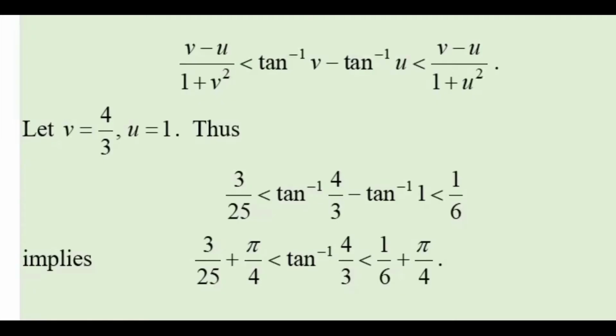In this inequality we put v equal to 4 by 3 and u equal to 1. Substituting these values we get 3 by 25 is less than tan inverse of 4 by 3 minus tan inverse of 1, which is less than 1 by 6. Tan inverse of 1 is pi by 4. So we have 3 by 25 plus pi by 4 less than tan inverse of 4 by 3, which is less than 1 by 6 plus pi by 4.